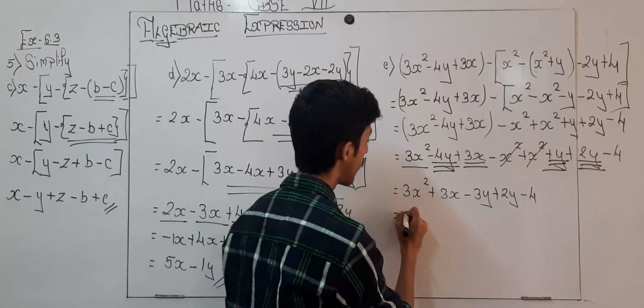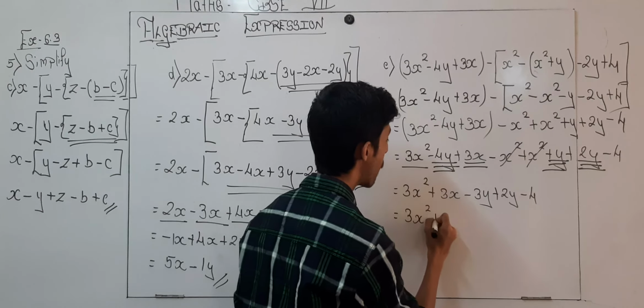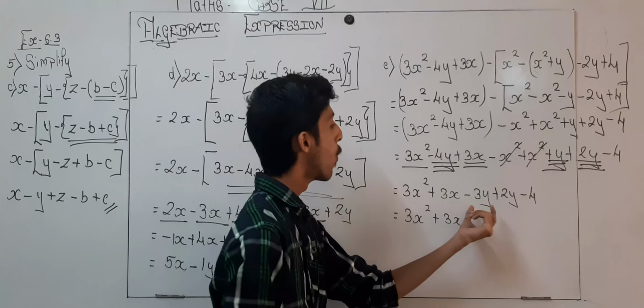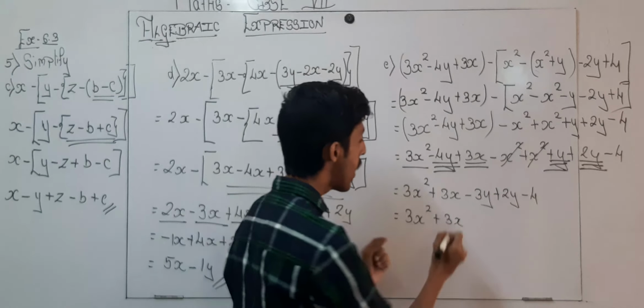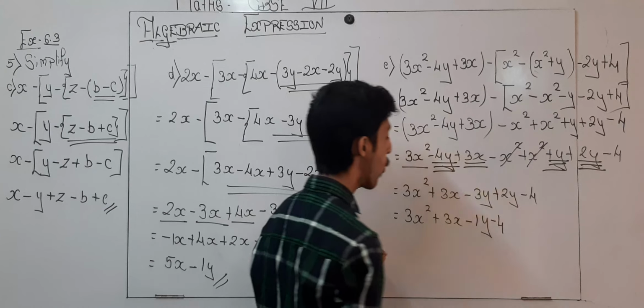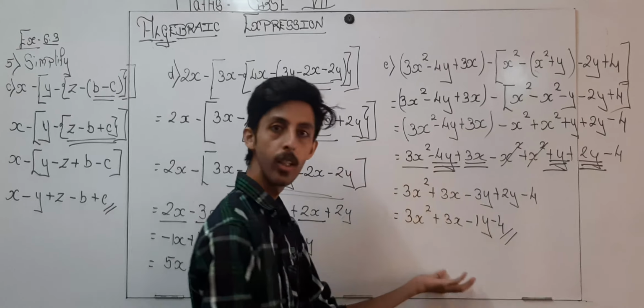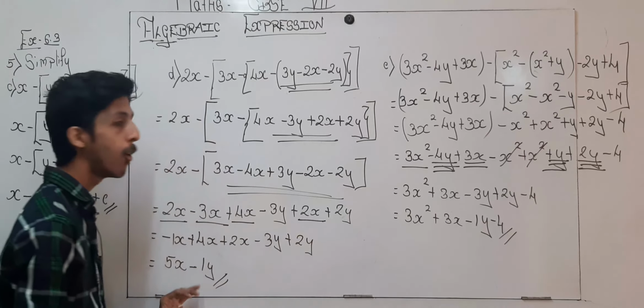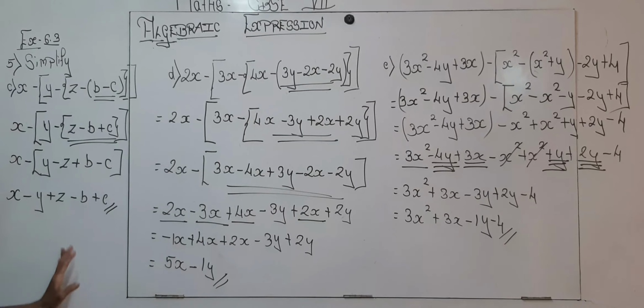So over here 3x square plus 3x. Now minus 3y plus 2y will give me minus 1y minus 4. So understood over here, till now understood how to do the sums properly, okay.